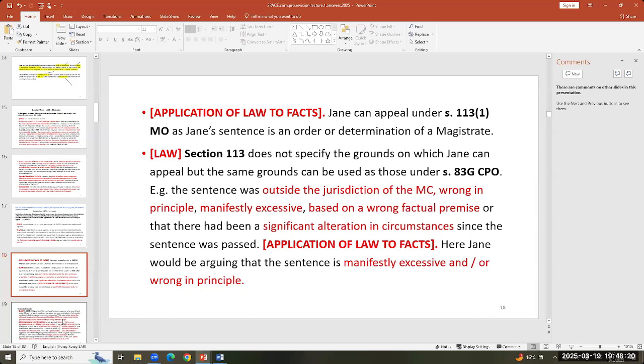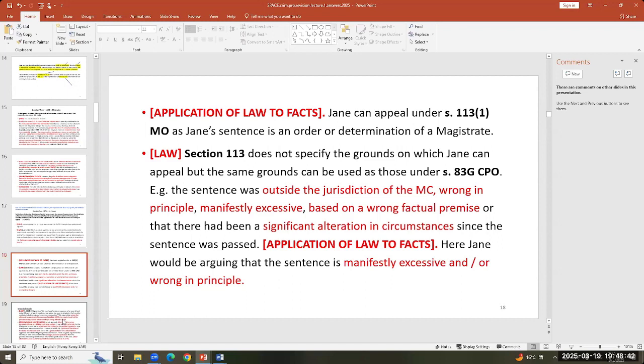Okay, now let's see why I've identified those as the two most relevant grounds of appeal. So let's take wrong in principle first. Why do you think I'm saying that there may be a good ground of appeal on the grounds that it's wrong in principle to send her to jail? Right, so low value items is one relevant fact.